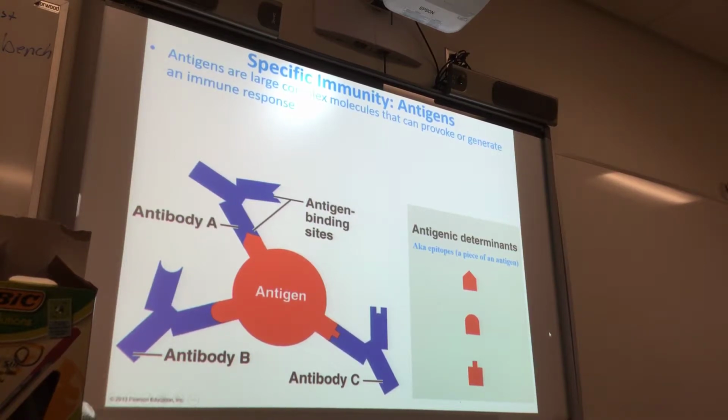So antigens are complex molecules that can generate an immune response. And we saw that with blood grouping. You remember antigen A in the ABO blood groups? Antigen A was recognized by what antibody? A. Ha! Damn it. Trick question. It's really not that tricky, but people always get tricked by it. Antigen A on your red blood cell was recognized by antibody A. And in this case, when an antibody recognizes an antigen, you're going to get an immune response.